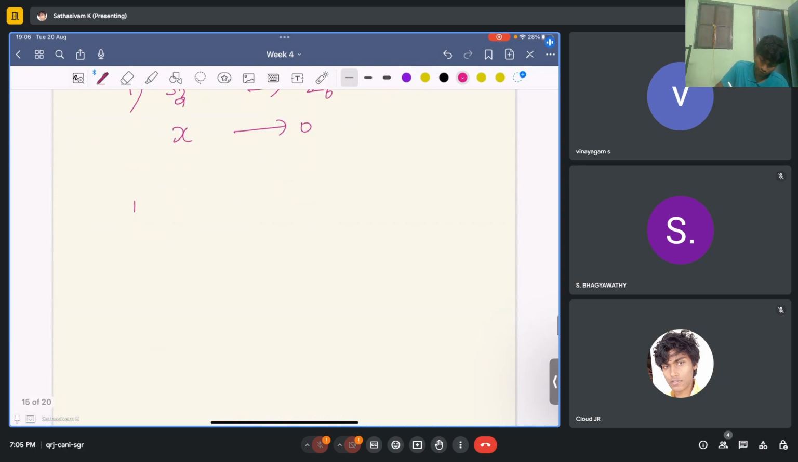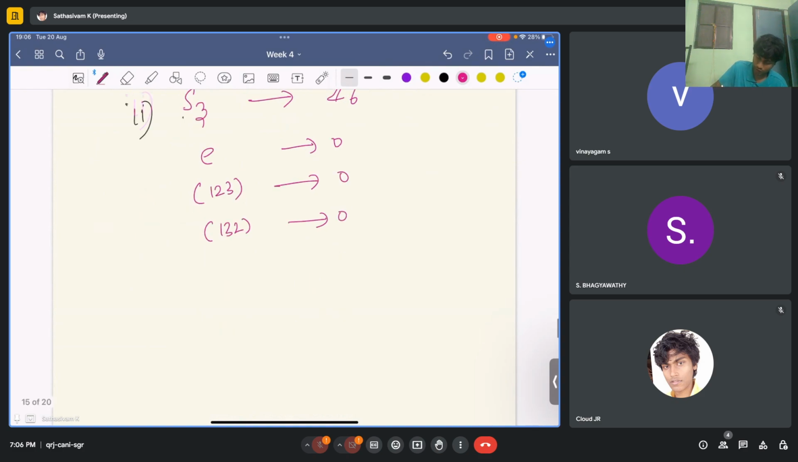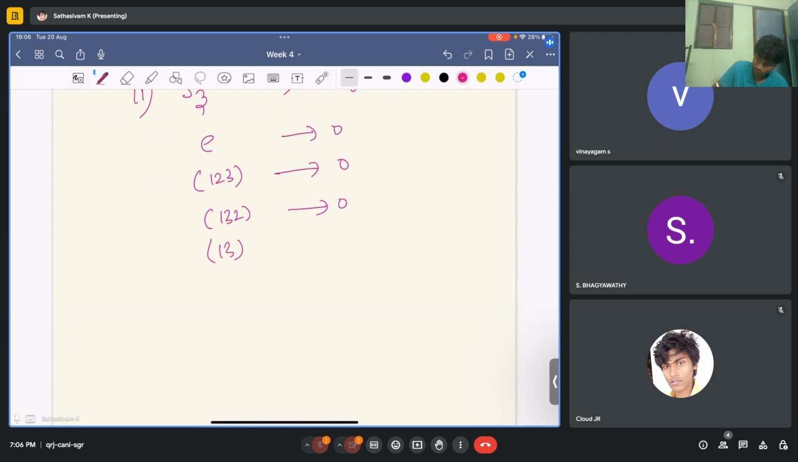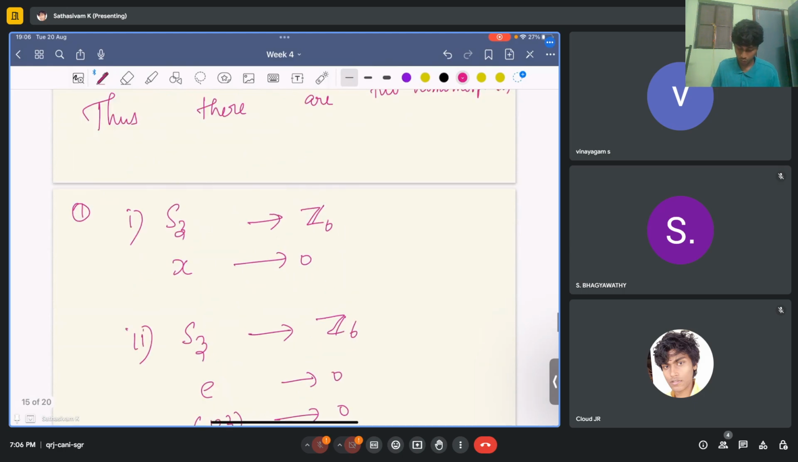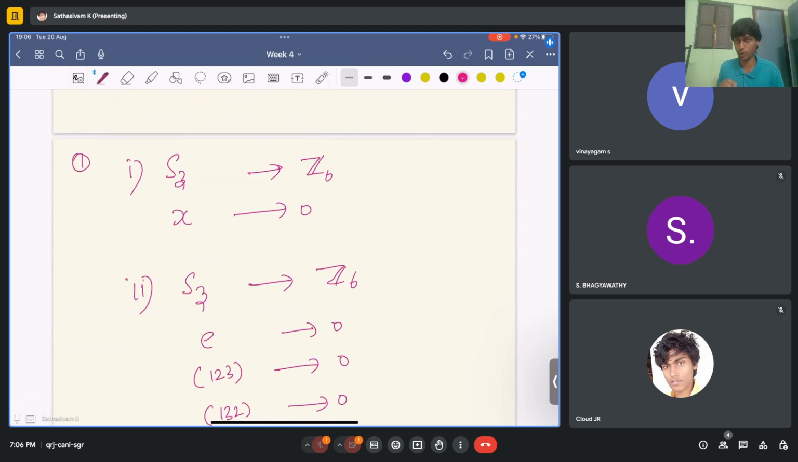Okay. So what is the second homomorphism? It also goes from S3 to Z6. So the identity goes to 0. Any element of K, which is this subgroup generated by 1 3, goes to 0. Okay. And 1 3 goes to 3, 1 2 goes to 3, 2 3 goes to 3. Okay, so these are the two homomorphisms, and in fact these are the only two homomorphisms.